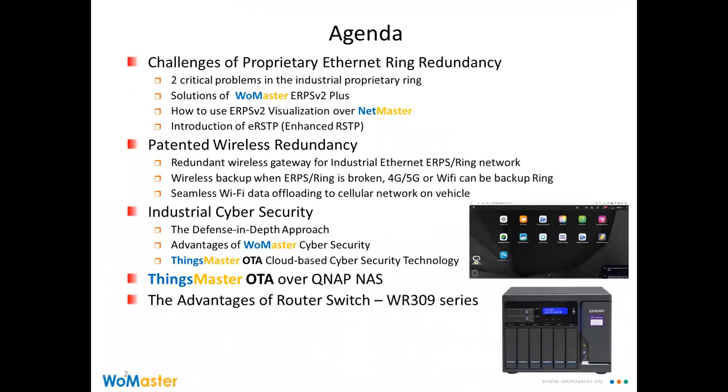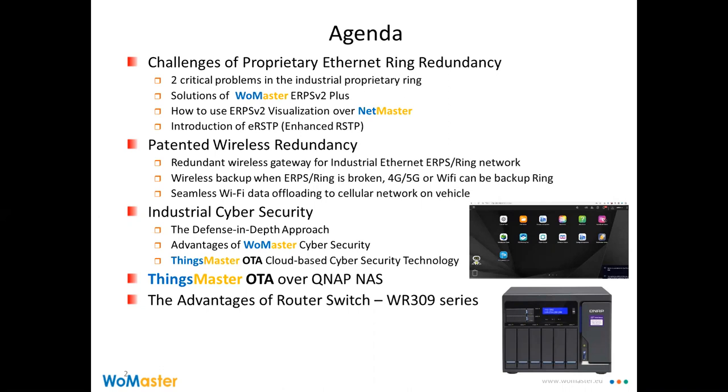Let's take a look at today's agenda. In the first topic, I will introduce the challenges of proprietary industrial ring redundancy, the critical problems in the industrial proprietary ring, and the solutions of Womaster ERPS version 2 plus. This is the exclusive solution for Womaster. Then I will introduce how to use ERPS version 2 visualization over Netmaster, and then ERSTP, that is enhanced ISTP.